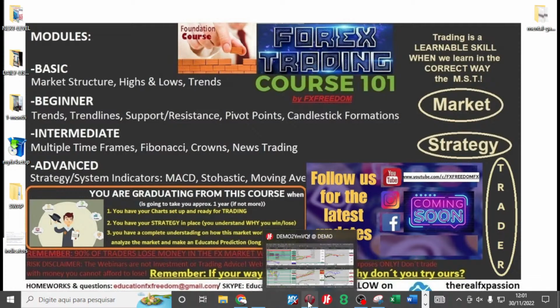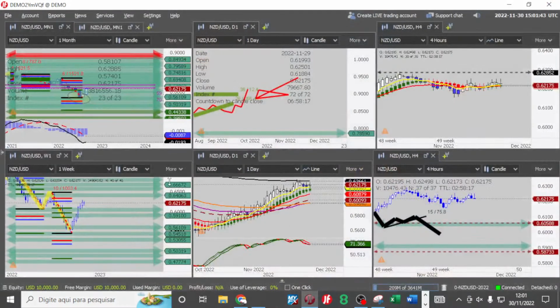That being said, everybody, today we're going to work on number two. What is your strategy? You have a strategy in place and you understand why you win and why you lose.